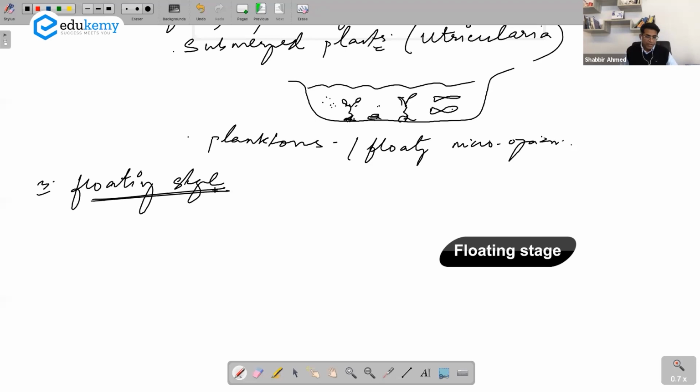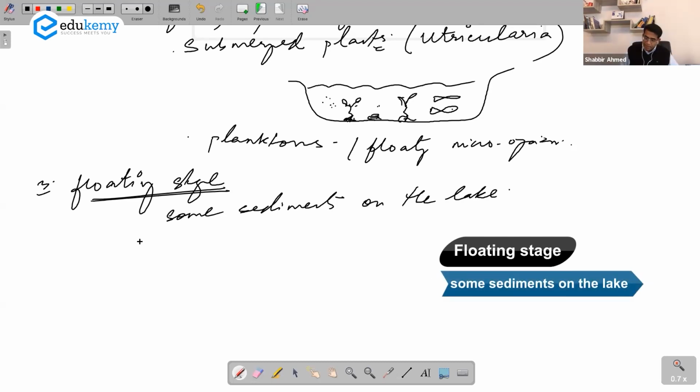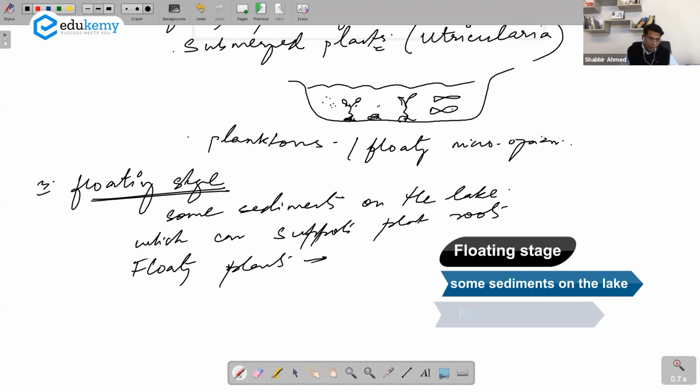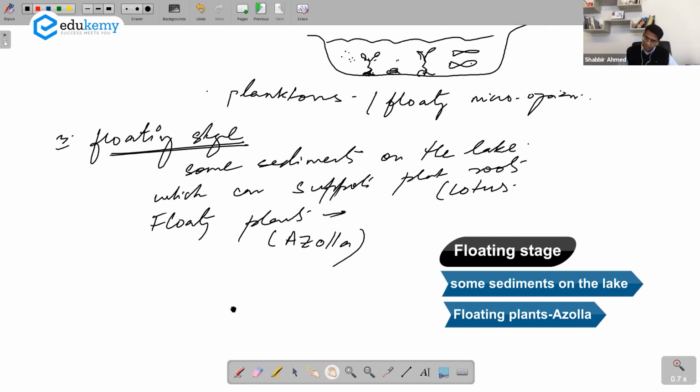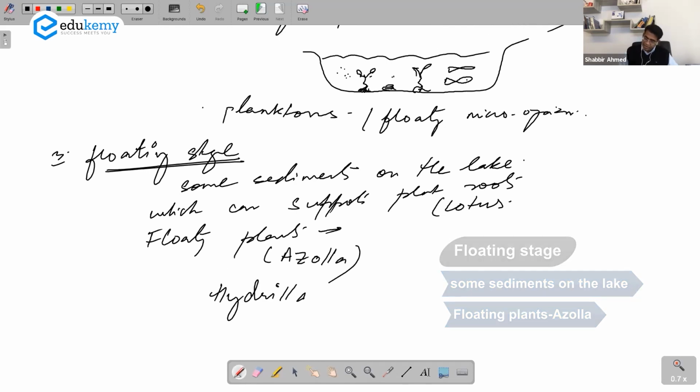Floating stage where we have some sediments on the lake, which can support plant roots. You can also have floating plants, like azolla. Okay, support roots यहाँ पर lotus. We also have hydrilla. इसमें क्या होता है?